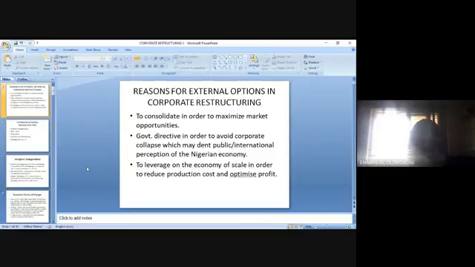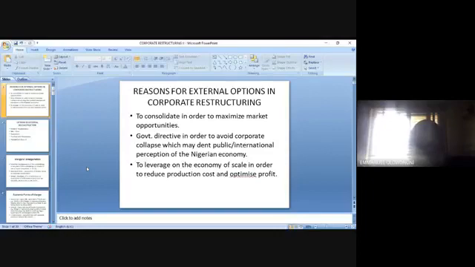Number three, it could be the need to leverage on the economies of scale in order to reduce production costs and optimize profit. For instance, when you have a company with a waste product serving as a raw material to another company. A practical example would be the Basita Sugar Company. Some of the waste product from the Basita Sugar Company becomes useful to the Jeba Paper Mill. So there may be a discussion between the Basita Sugar Company and Jeba Paper Mill to merge in order to reduce cost of production and optimize profit.